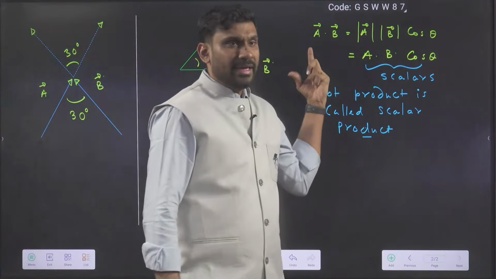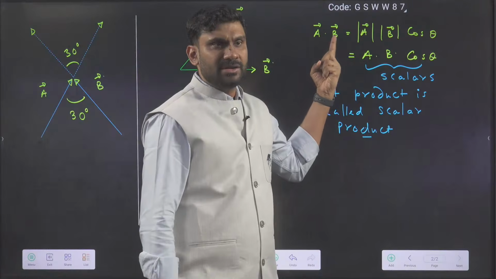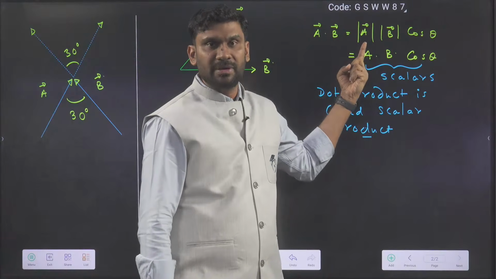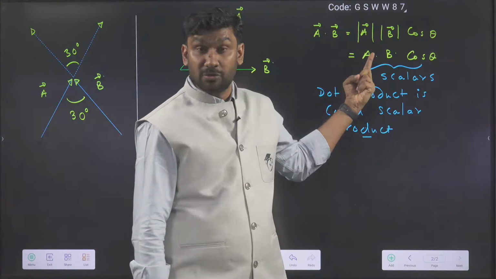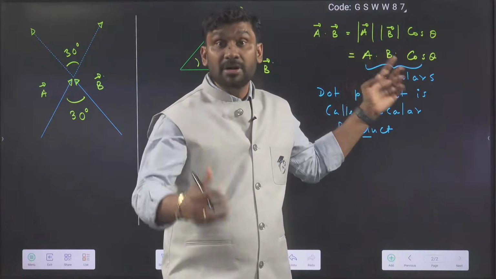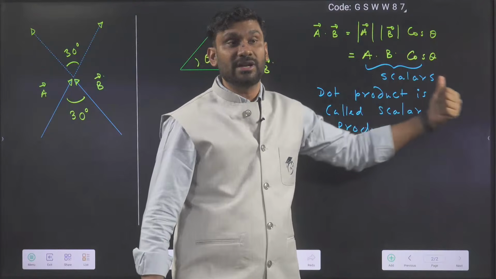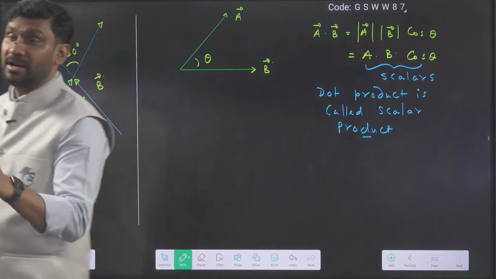So now, A vector dot B vector is equal to magnitude of A, magnitude of B into cos theta. Magnitude of A is a scalar. Magnitude of B is also scalar. Cos theta is a number. So everything is a scalar on the right hand side. So that is why dot product is called scalar product.